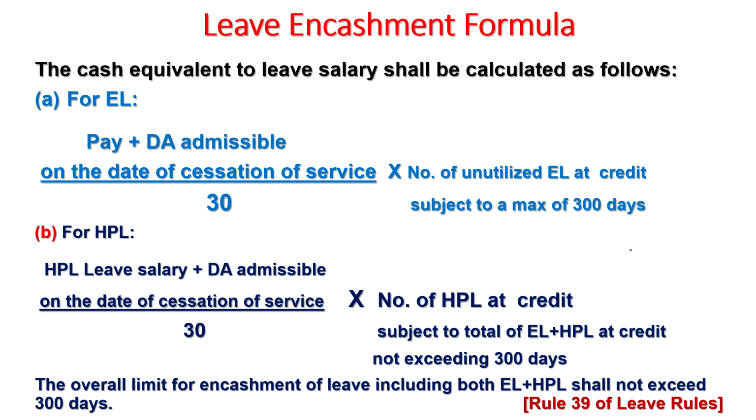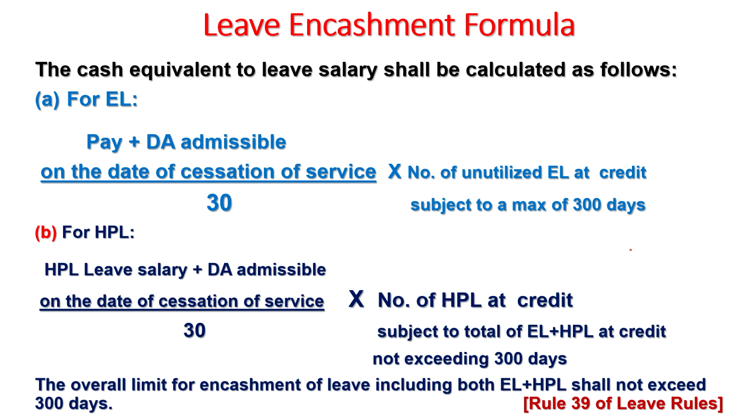Then HPL leave salary. HPL leave salary means pay plus DA admissible on the date of cessation divided by 2, and then by 30, into the number of HPL at credit, subject to the total of EL plus HPL at credit not exceeding 300 days. So while calculating HPL, we go to HPL only when we don't have 300 days of leave. Otherwise, only EL encashment up to 300 days can be made. The HPL component will only be calculated when you have less than 300 days of leave at credit.